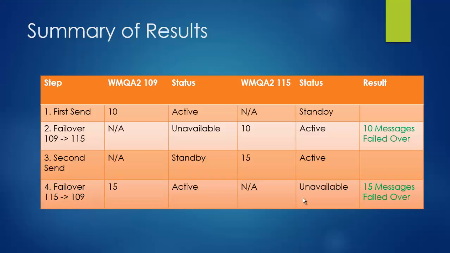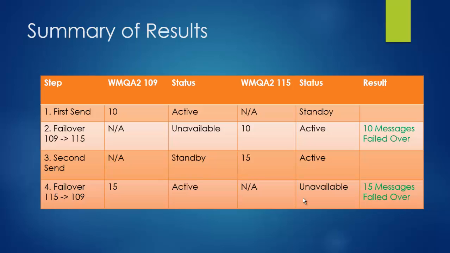Alright, just to give a quick overview of our tests and their results. For step 1, we had our first send. We sent 10 messages to 109. Its status was active at the time, and at the same time the 115 was on standby. So when we introduced the failover, the status of 109 became unavailable because it wasn't connected anymore, and we saw that the 10 messages failed over to 115, so that gave us a green result because that was good.